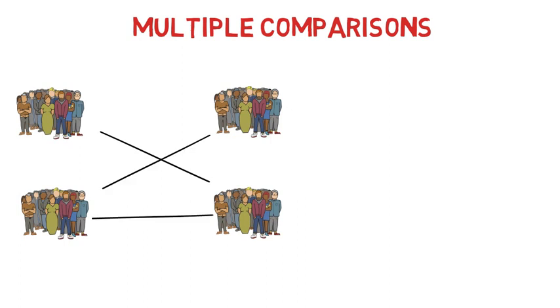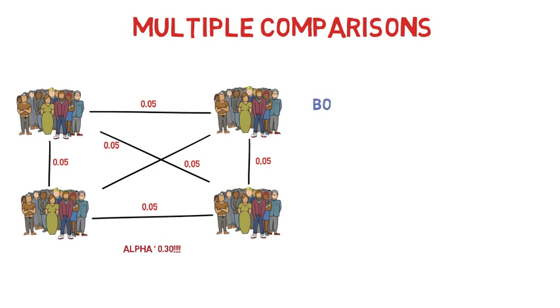For example, if the overall alpha level of the study is set to 0.05, which is typical, and we have 4 groups to assess differences between, then you're actually making 6 different comparisons separately. So the real alpha level is actually 0.05 times 6, or 0.30. So 30% chance of making a type 1 error. It's unacceptable. So there are multiple solutions to deal with the problem of multiple comparisons.